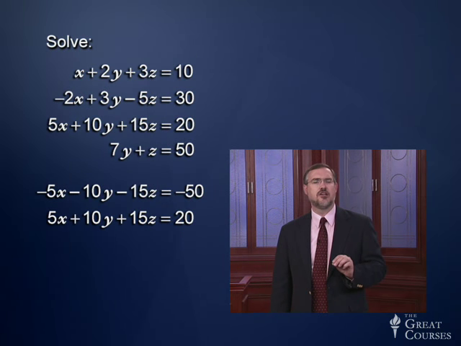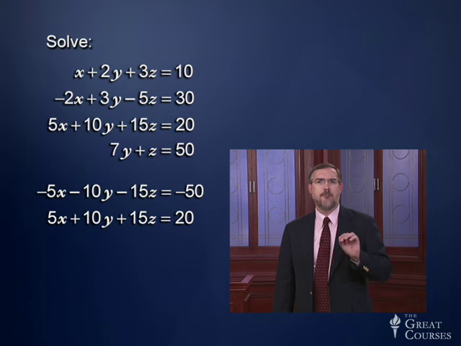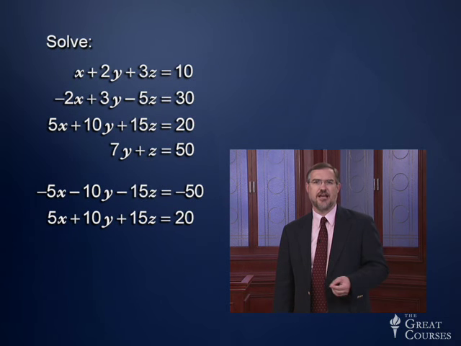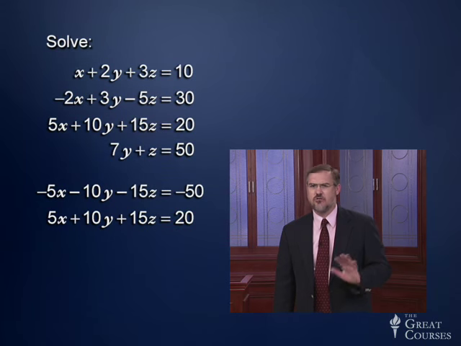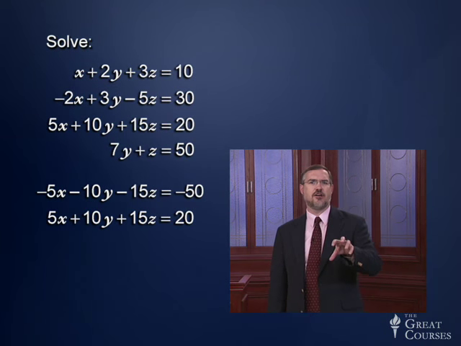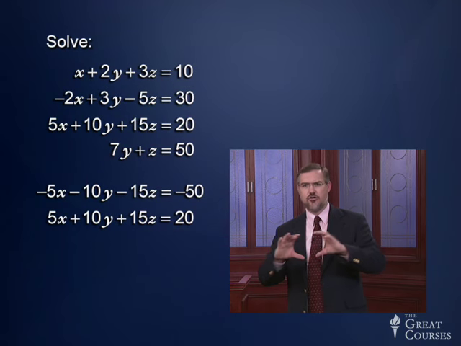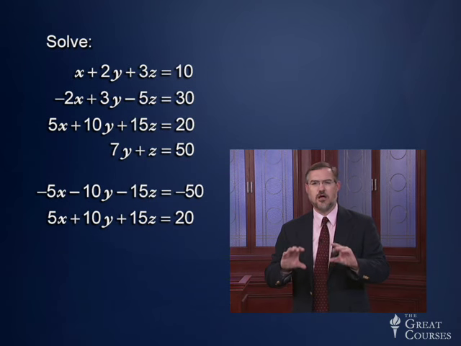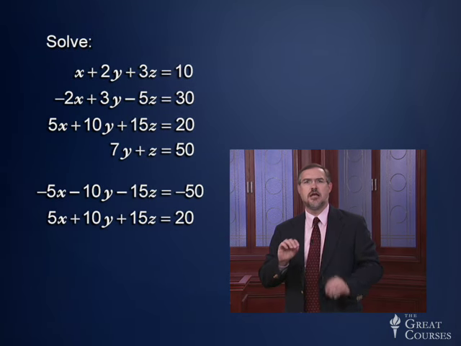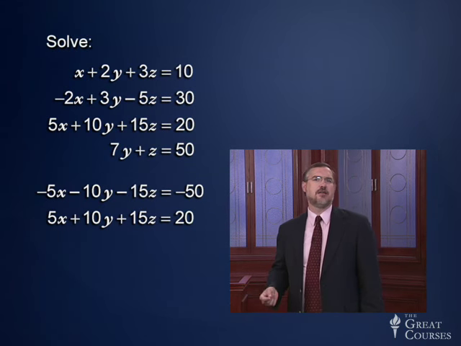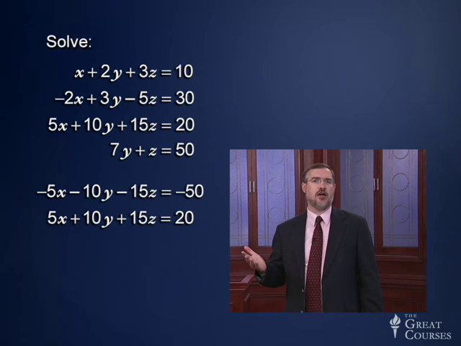Negative 5x minus 10y minus 15z equals negative 50. And the third equation, which I haven't done anything with, is 5x plus 10y plus 15z equals 20. So that's my new subsystem, if you will. I want to look at just those two equations. Now, my goal was to eliminate the x. Okay, let's see what we get.